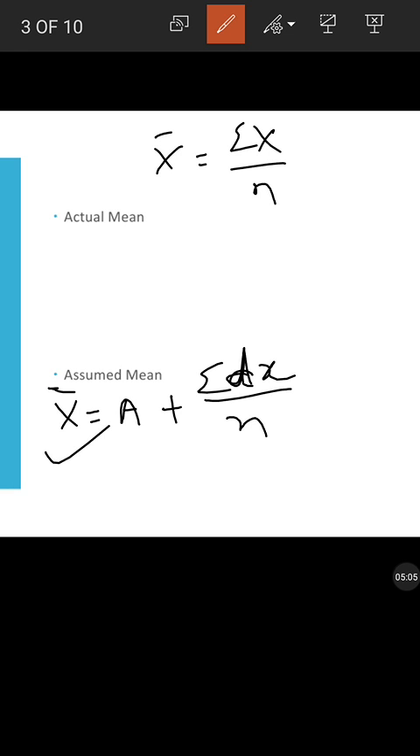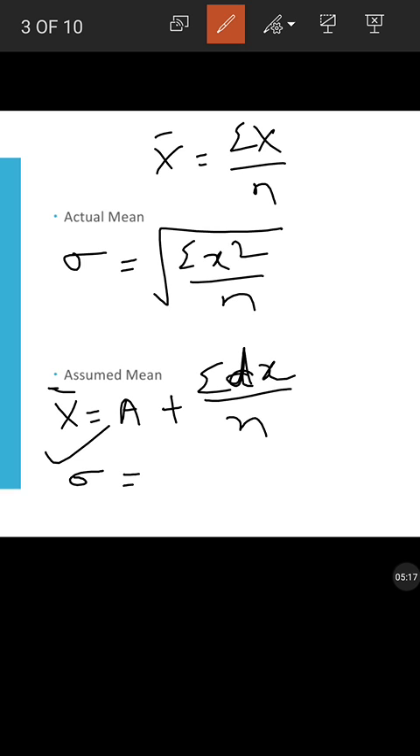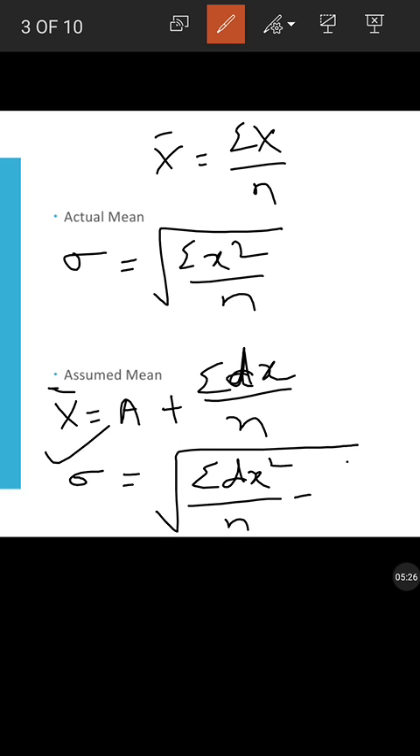So what was this standard deviation formula here? Sigma is equal to root of summation x square by n. So here the formula under assumed mean will be sigma is equal to root of summation dx square divided by n minus summation dx by n the whole square. Okay, so here I am telling it as whole square because here we are dividing summation dx by n the whole square. Here we are going to take only summation dx square. Okay, so this is a formula to calculate standard deviation under assumed mean.